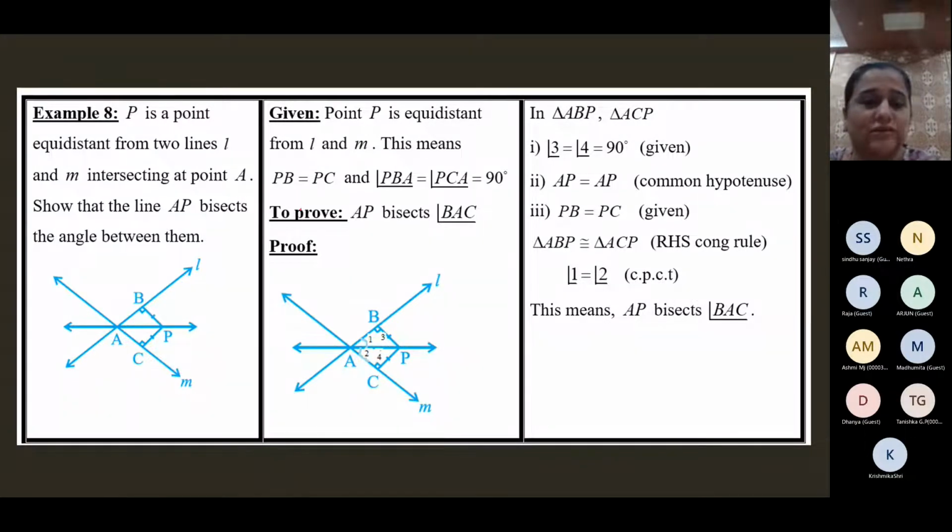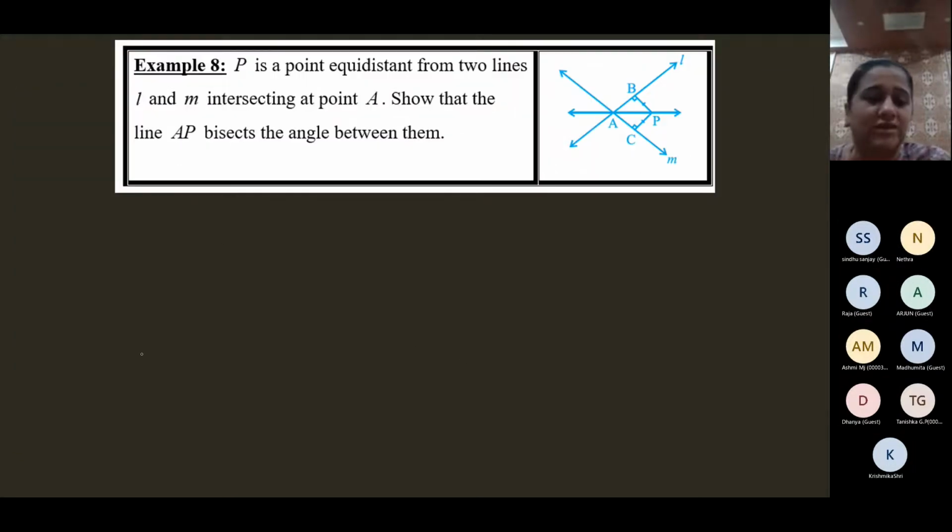So we were doing example 8. We finished with example 8 in the last class. We'll just see that again. So in example 8, we have a point P which is equidistant from two lines L and M intersecting at the point A. So we have two lines L and M.